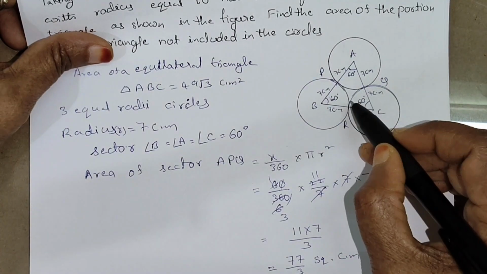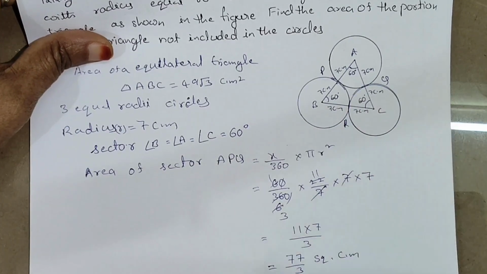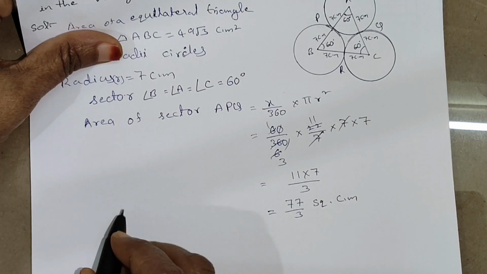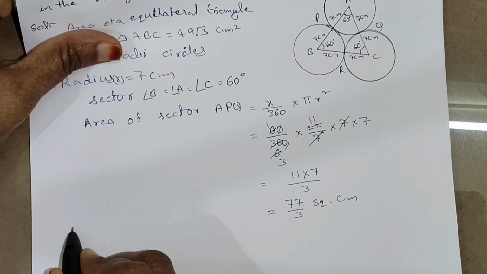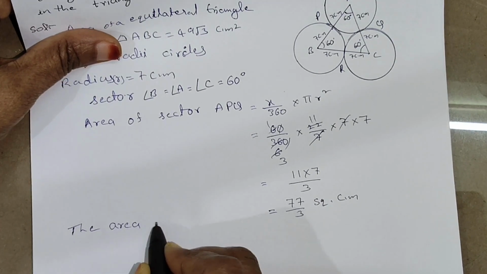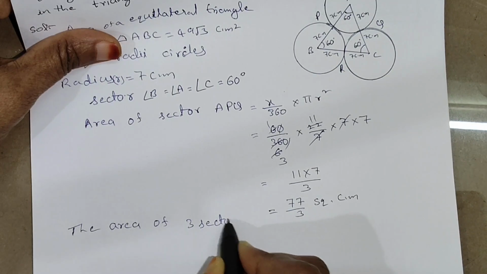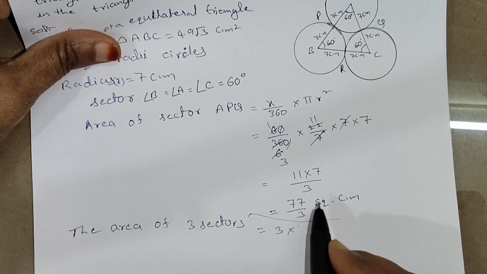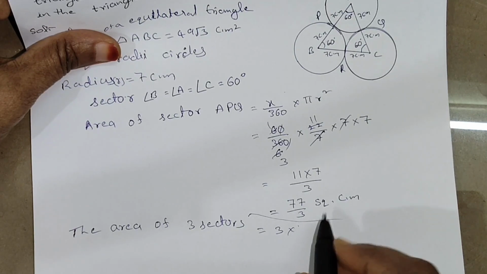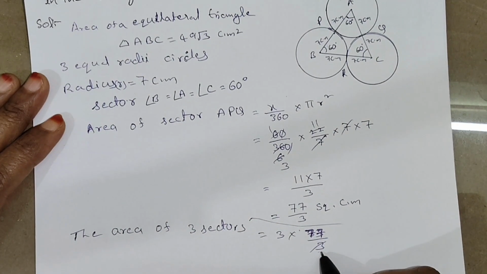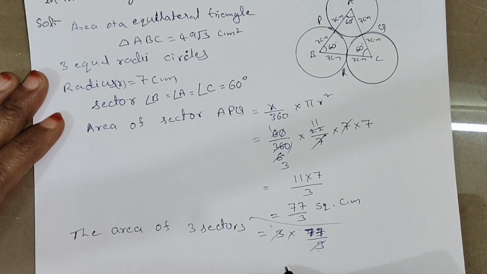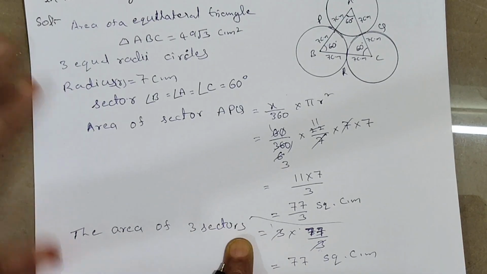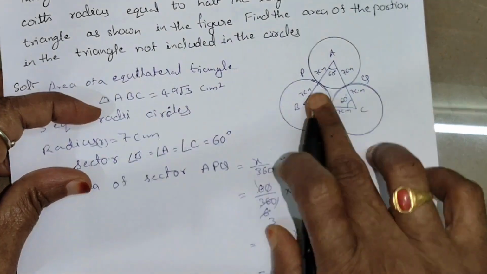Now here we find the 3 sectors area. Area of 3 sectors equal to 3 into this area, 1 sector area. 3 into 77 by 3, so 3 get cancelled. Here 77 square centimeters is the 3 sectors area. So 77, this is the complete 3 sectors area.